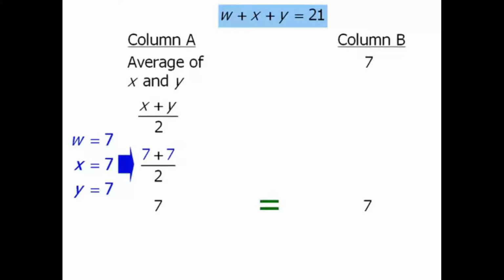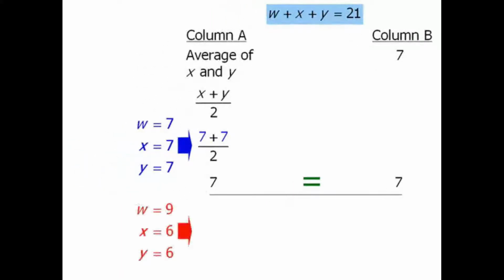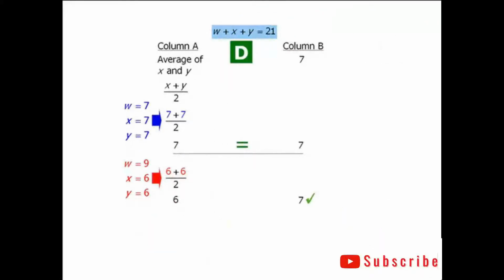However, given the same restrictions, we could also have the following values for w, x, and y, and in this case, the average of x and y is 6. In this case, column B is greater than column A, so since we cannot definitively determine which column is greater, our answer must be D.